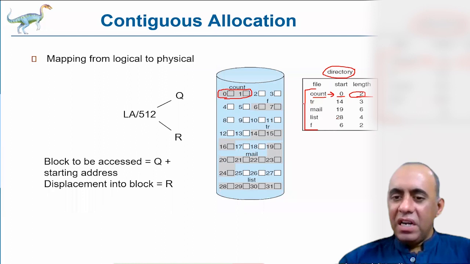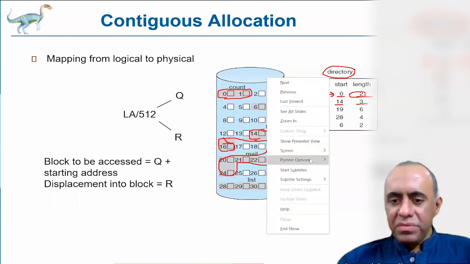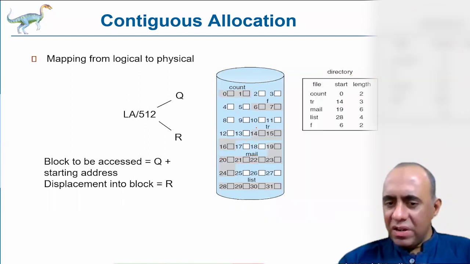Similarly, the file tr starts at logical block number 14 and goes up to 3 logical blocks. So it starts at 14, 15, and 16. These are the 3 blocks this file is allocated. So we say that these 3 blocks are called tr. Similarly, the file mail starts from 19 and has 6 blocks in it. So this is file mail. This is called contiguous allocation, very easy.